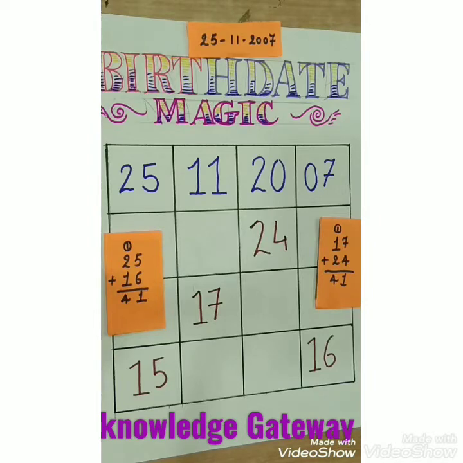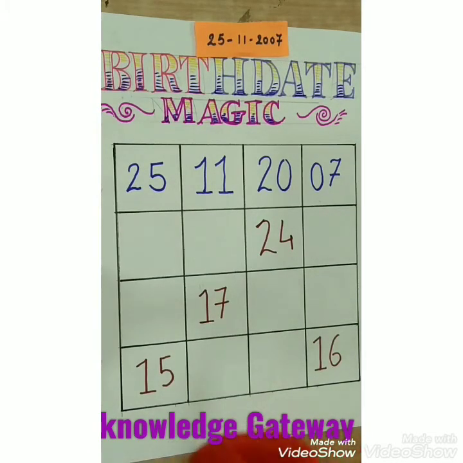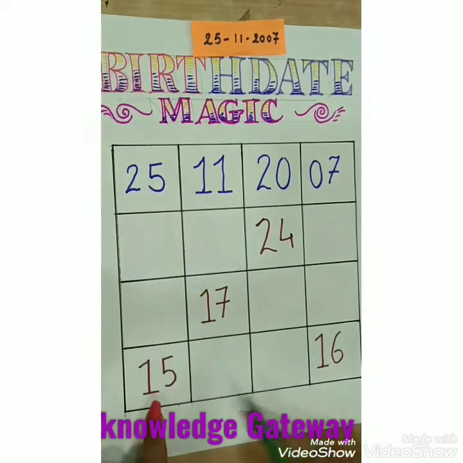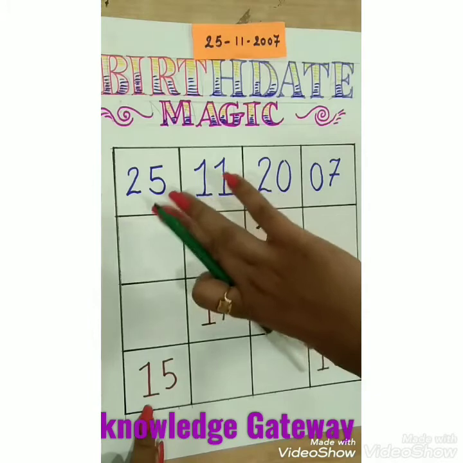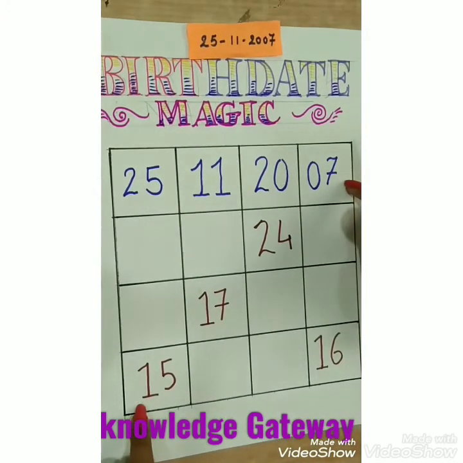Now if you observe, our one diagonal is completed. In the same way, fill the 2 empty boxes of the other diagonal, means these 2. For this diagonal we took these 2 numbers' addition. So for this diagonal we will take these 2 numbers' addition.